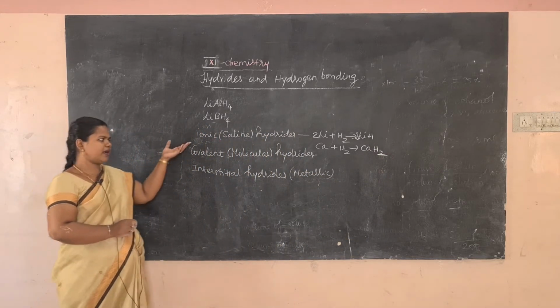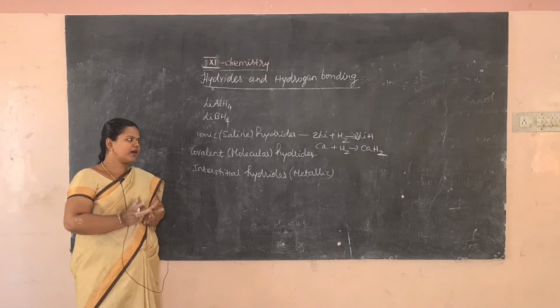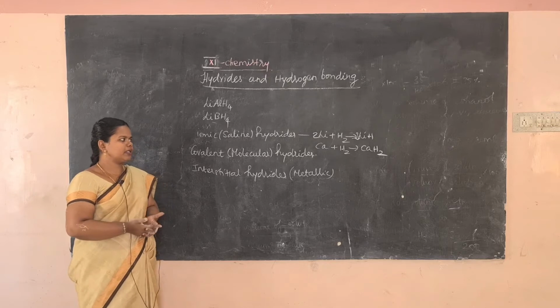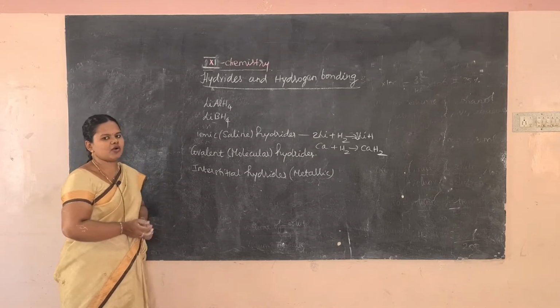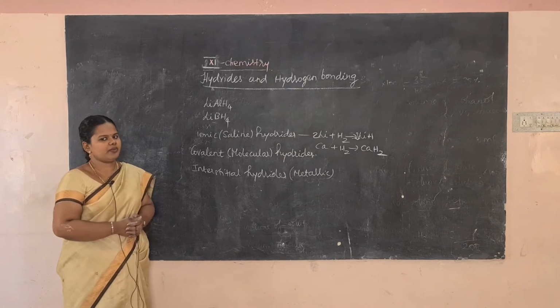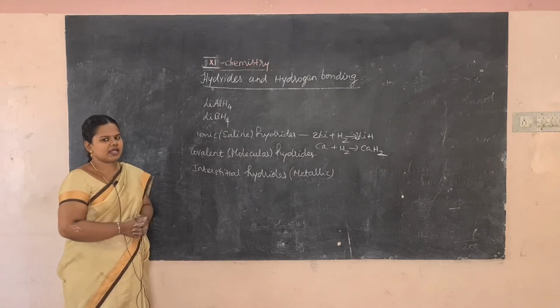So these ionic hydrides are salt like, they look like salt, white. And these compounds resemble ionic compounds. So this is about ionic or saline hydrides.